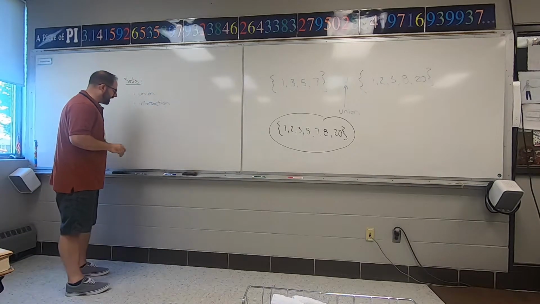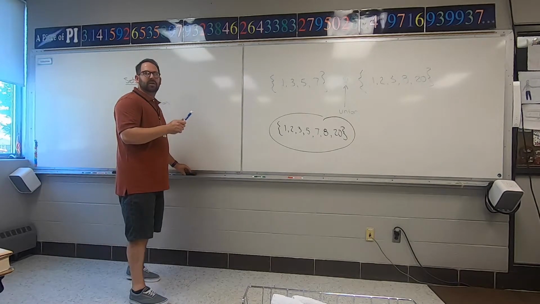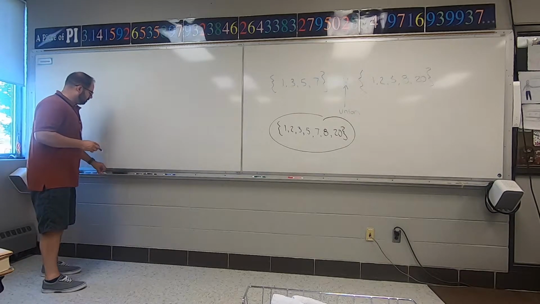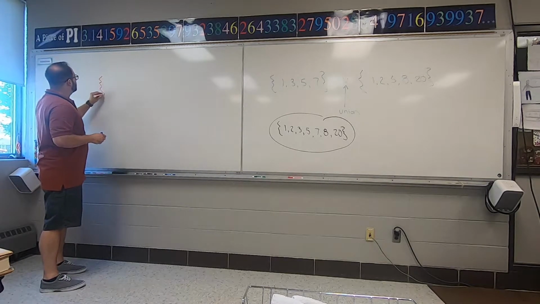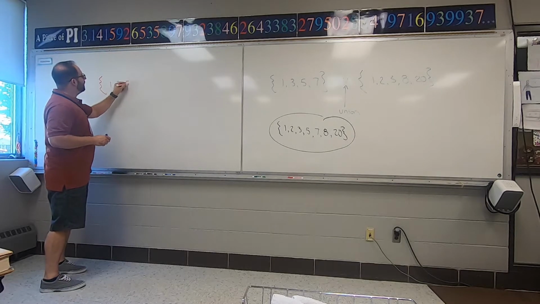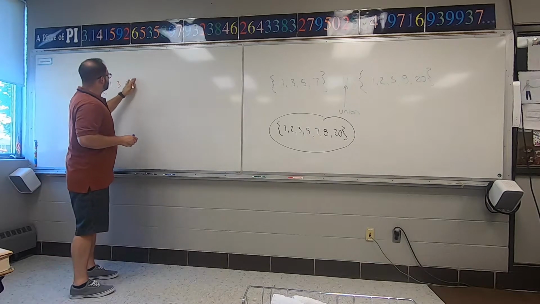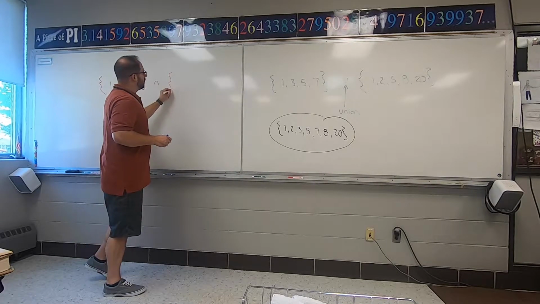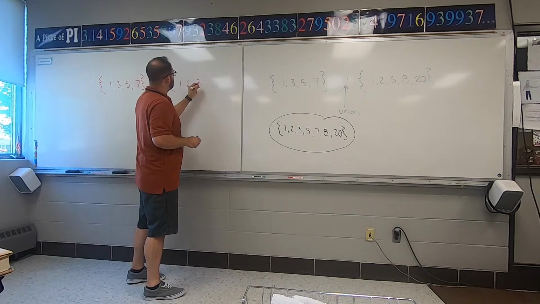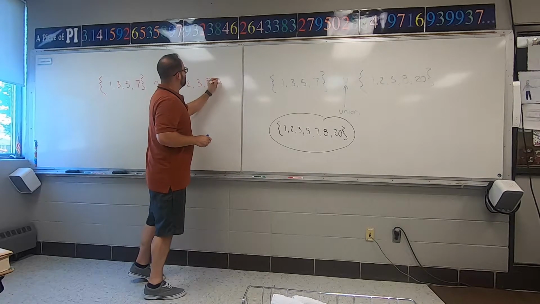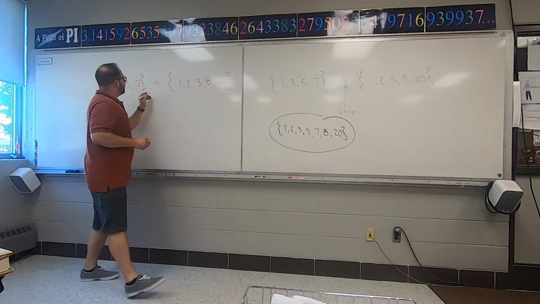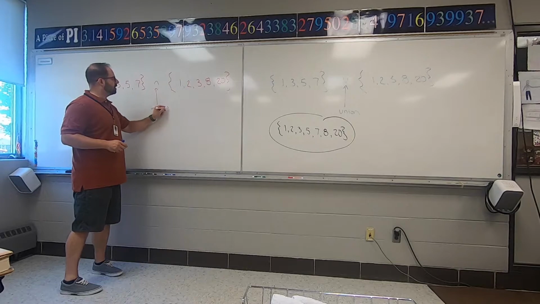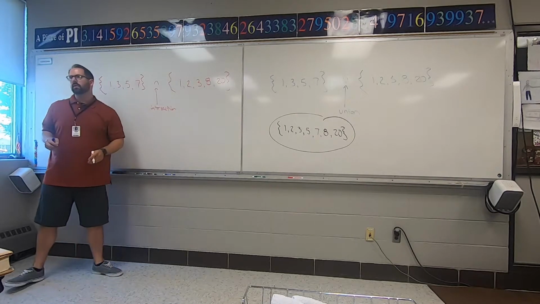Now, if it's an intersection, I'll make another example over here. So, let's see, we have a curly brace. I'm going to go 1, 3, 5, 7. Ooh, that's a terrible 7. Had a stroke in the middle of doing that one. Intersection, 1, 2, 3, 8, and 20. Okay, so now the intersection is the N. Now we're looking for numbers that they have in common. What do they share?